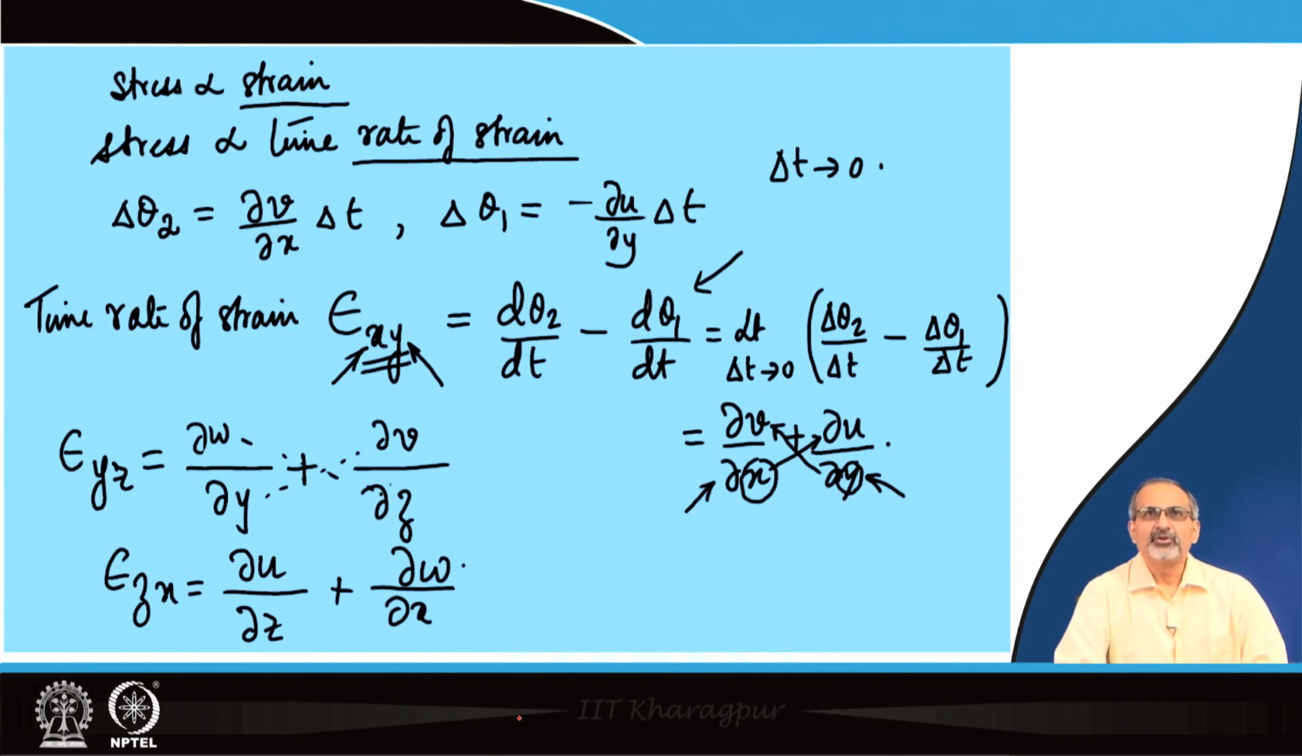In solid mechanics, we talk about proportionality between stress and strain, while in fluid mechanics, we talk about proportionality between stress and time rate of strain, which we were just mentioning in the previous slide. So, if you look at delta theta 2, it is del v del x into delta t. So, there is basically a time interval associated with it. If you look at delta theta 1, it is minus del u del y and again delta t, and though we are observing the event over a very short time interval where delta t tends to 0, you will always have a time rate involved.